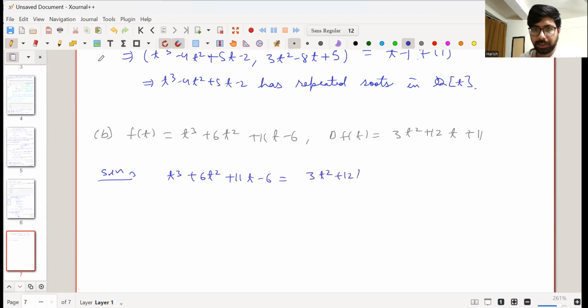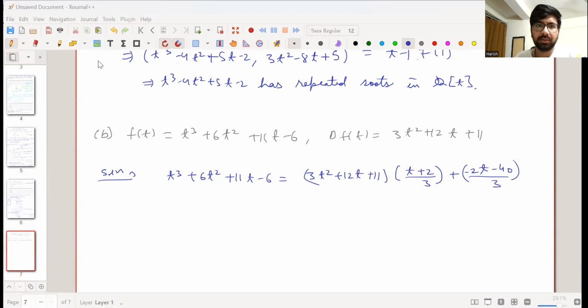3t square plus 12t plus 11 times t plus 2 by 3, and you have in addition to that, sorry, minus 2t minus 4t by 3. Minus 6t square in the second term.